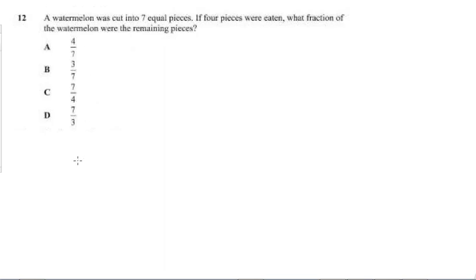So we say 7 minus the 4 that were eaten gives us 3. So we are asked to say what fraction are remaining. So we've got 3. 3 pieces are remaining out of 7. Do we have a 3 out of 7 on any of our options? And that's B. So the correct answer is B, which is 3 over 7.